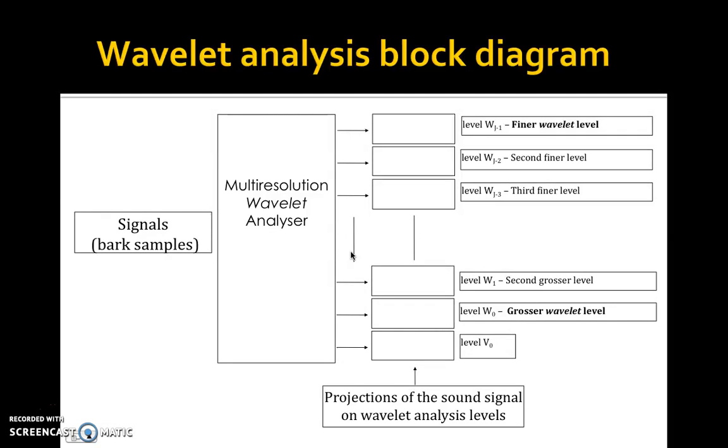The wavelet analysis block diagram is shown on this slide. The signal of interest, the bark samples, are fed into a multi-resolution wavelet analyzer, which produces a set of signals which are projections of the sound signal on the wavelet analysis levels. The top level is the finest wavelet level. It's followed by the second finest level here, then the third finest level, and so on, until the coarser levels of the analysis and the residual.